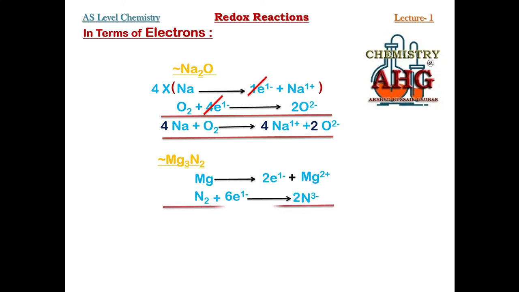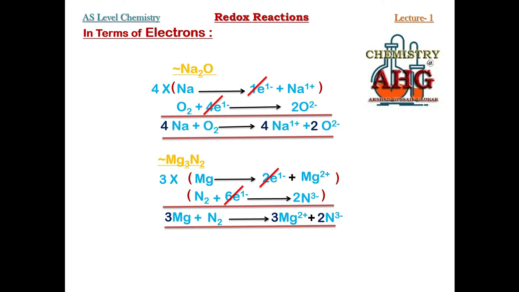Now before taking the sum, you can multiply the first equation by 3, so that the number of electrons becomes equal and cancels out. Now you can write down the final equation: 3 moles of Mg plus N2 giving 3 moles of Mg2+ plus 2 moles of N3-. Now students, by using this first definition, you have become able to write down oxidation, reduction and redox equations in terms of electrons.